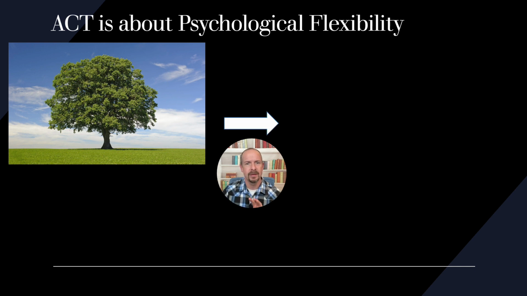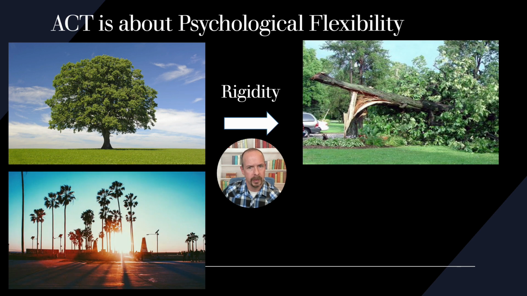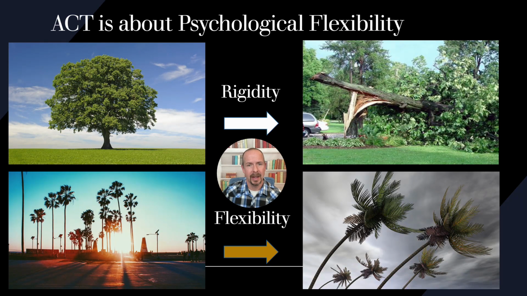However, in the face of a difficult storm of high-powered winds or a hurricane, it's this rigidity that actually works against the tree because of its inability to adapt to difficult, challenging, or uncomfortable circumstances. Now, a palm tree, on the other hand, when faced with high winds or a hurricane, its flexibility allows it to bend, adapt, and accept the high-powered winds, the difficult situations that come upon it.